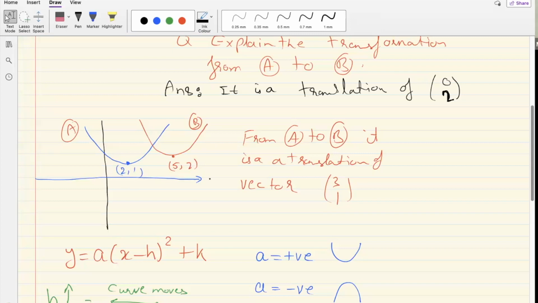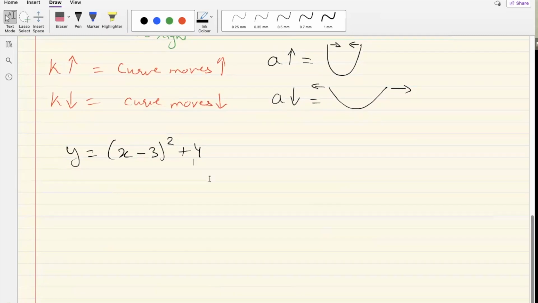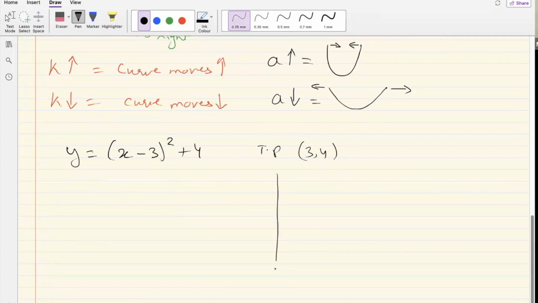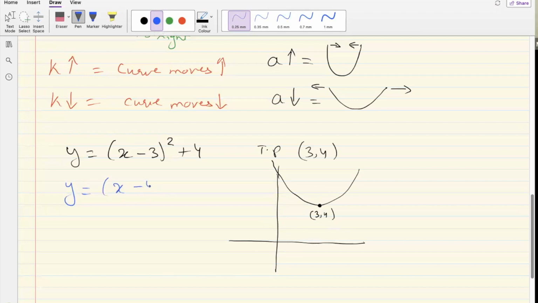I'll show you with numbers. Y is equals to x minus 3 whole square plus 4. So I know that the turning point of this curve is x3 and y4. If I need to sketch this, and it is a smiley face because value of a is plus 1. So x3 and y4, suppose we have this over here. So this will be my curve, 3, 4. New equation. Y is equals to x minus 4 whole square plus 4. What did I do?